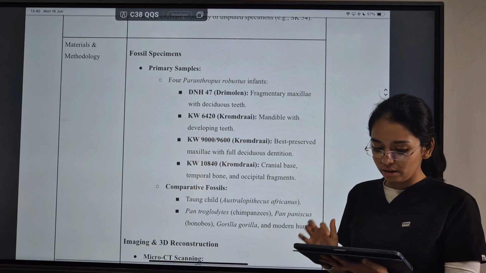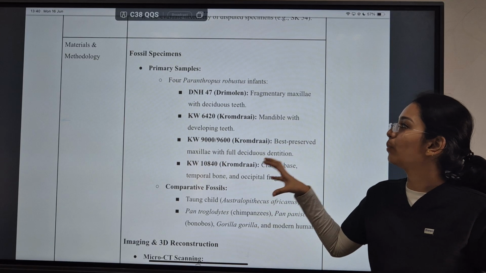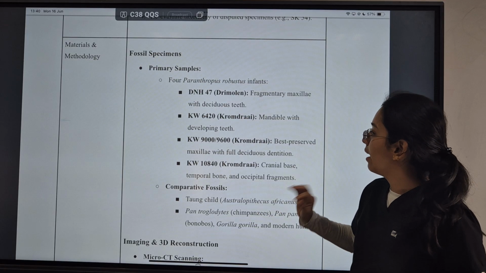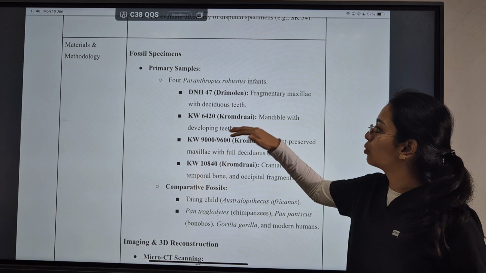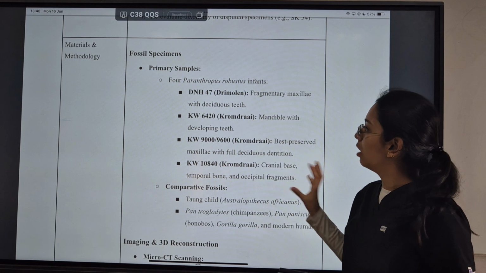So, moving on to the materials and methodology. The primary samples were 4 Paranthropus robustus infants. There was one specimen from Drimolen and 3 specimens from Swartkrans.